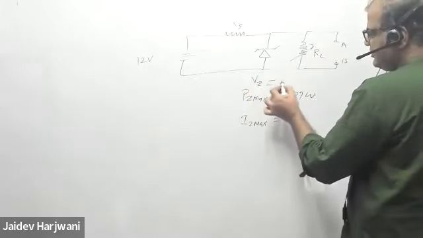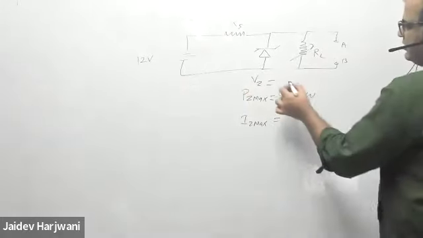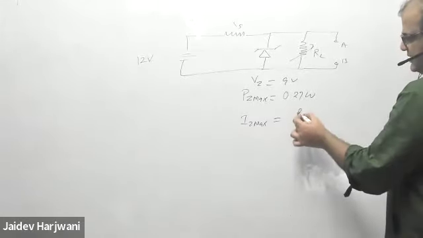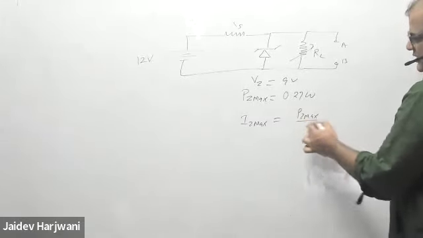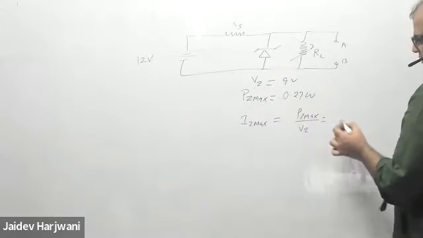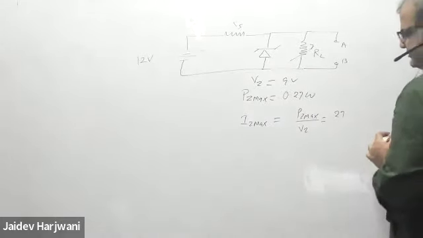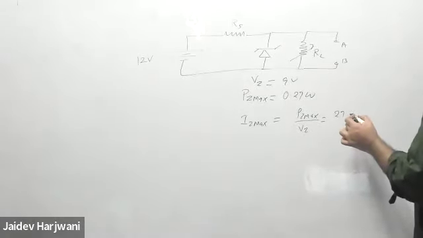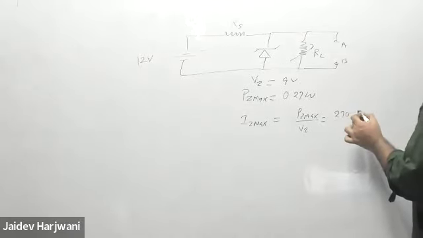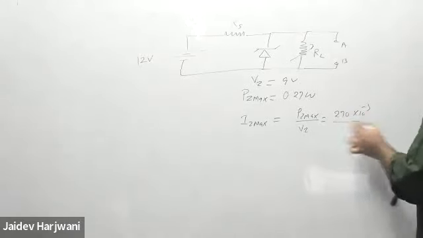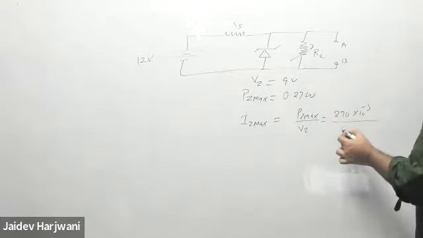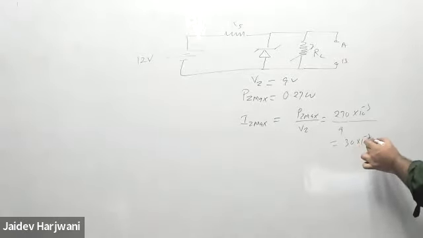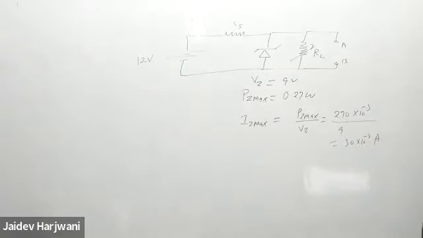VZ is given how much? 9 volt. And battery is 12 volts. So IZ max will become PZ max divided by VZ. So 0.27. Yes, tell me how much comes? 0.27 watt, milliwatt or watt, and you have 30 milliampere. 30 milliampere. Very good. 30 milliampere is the IZ max.